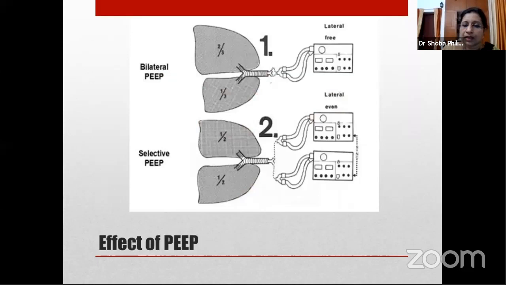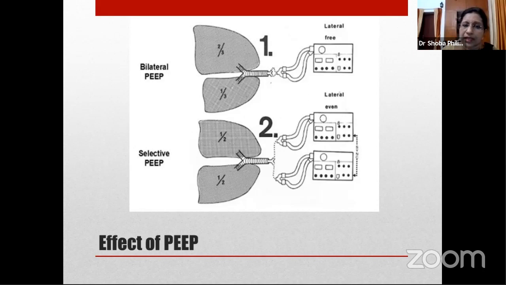This is a diagram showing the effect of PEEP in a person. If you are giving PEEP from the same machine to both lungs, the non-dependent lung will get better ventilated compared to the dependent part of the lung, which is under pressure because of the mediastinal structures and the abdominal contents. So in the same person, you can improve the saturation by giving a selective PEEP, selected through two different anesthesia machines, so that both lungs get a better amount of ventilation. So the ratio of 2/3 and 1/3 is shifted to half and half in each case. This is just to show the effect of PEEP on the non-dependent and the dependent lung.